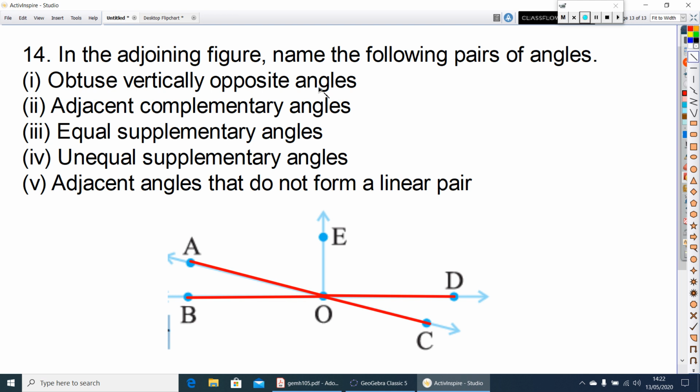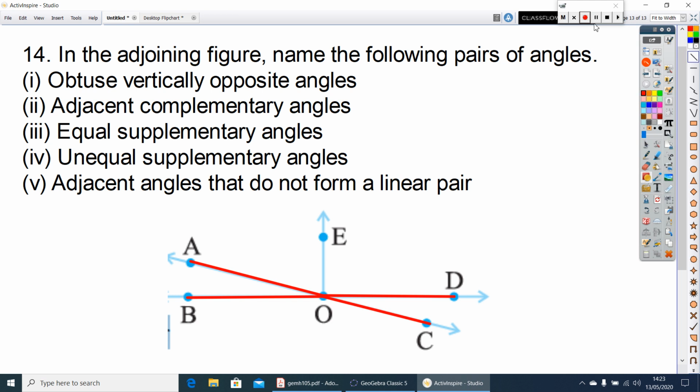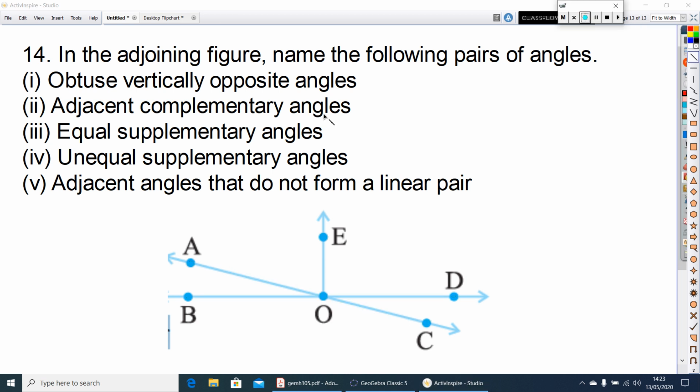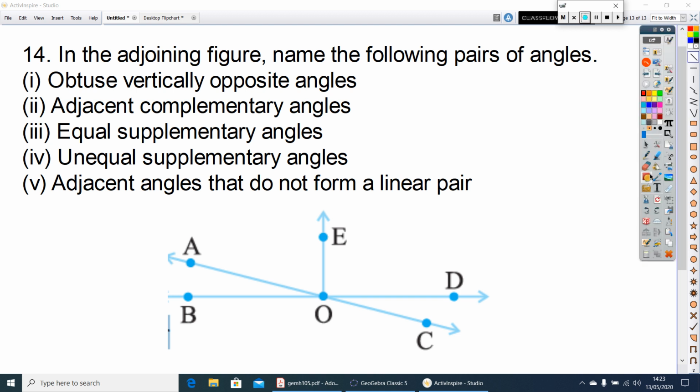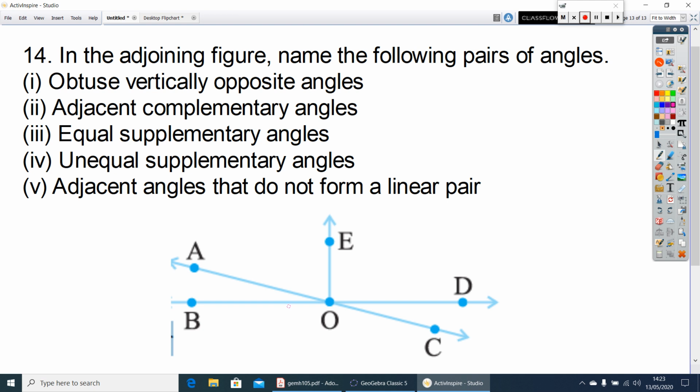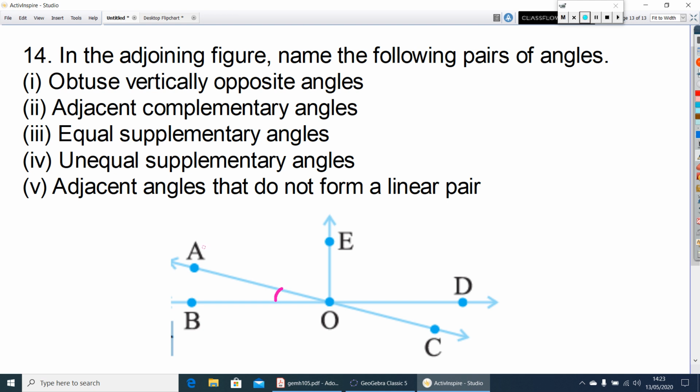These two angles are obtuse vertically opposite angles. Now the next question is adjacent complementary angles. You know complementary angles means the sum of two angles should be 90 degrees. So you find two angles which are adjacent and complementary. That you can write: angle AOB and angle AOE. You can see these two angles are adjacent and the sum of these two angles is equal to 90 degrees. Similarly, you can find out the other 3, 4 and 5th question.